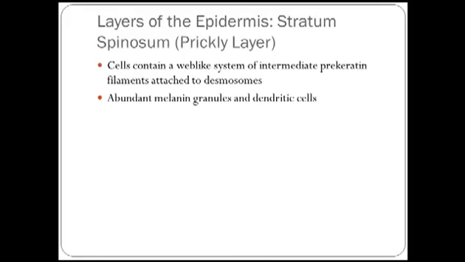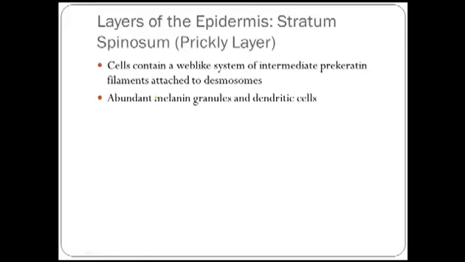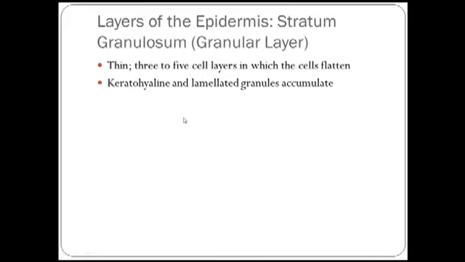Next layer, our stratum spinosum. Another name for it is the prickly layer. What we're going to find a lot in there is going to be our melanin granules, so we'll find melanocytes in there. And like we mentioned earlier, the more melanin production you have, the darker your skin pigmentation will be.